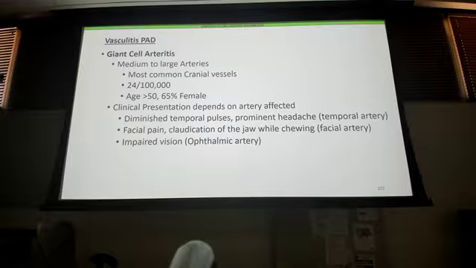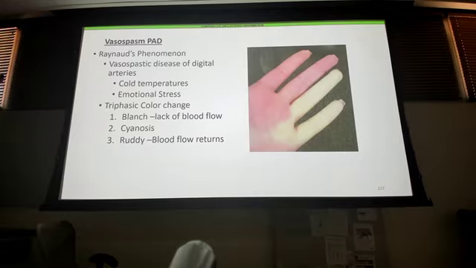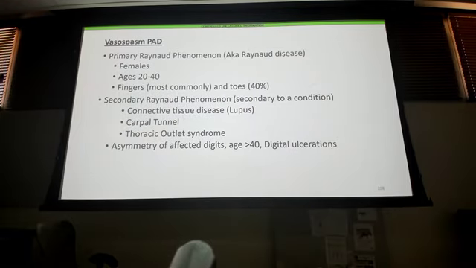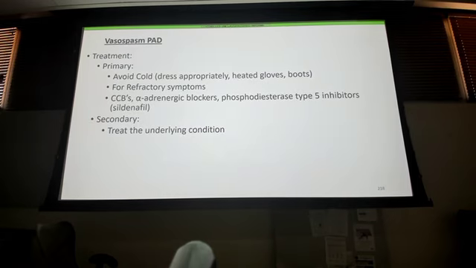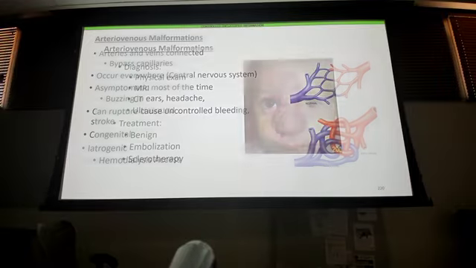And then we talked about giant cell temporal arteritis for inflammatory conditions. We talked about the vasospasms that you get with Raynaud's. We talked about how with Raynaud's we can do calcium channel blockers to help if avoiding cold does not treat their condition. And then we finished by talking about AVMs, how these are benign, but unfortunately can have some negative consequences associated with them.